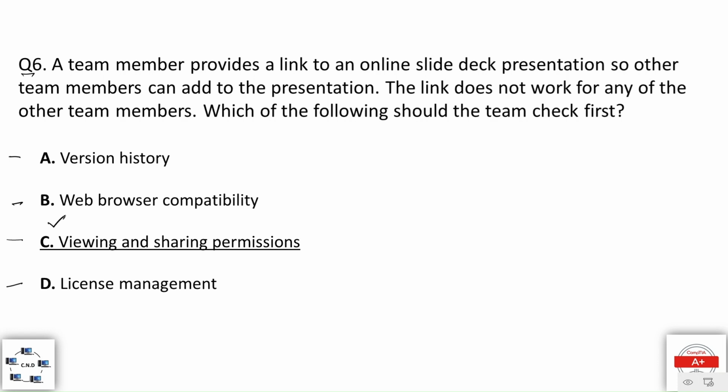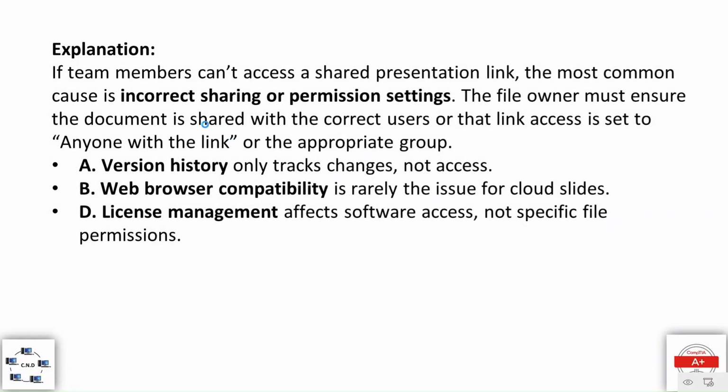option C, viewing and sharing permission. It means that the other users currently do not have the viewing and sharing permission. So if team members cannot access a shared presentation link, the most common cause is incorrect sharing or permission settings. The file owner must ensure the document is shared with the correct user or that link access is set to anyone with the link or the appropriate group.